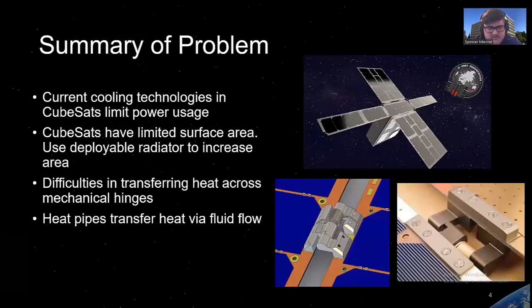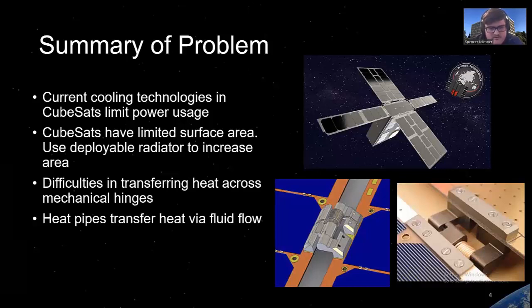That brings us to the summary of the problem. The current cooling technologies used in CubeSats limit how much power can be used in the CubeSat, as more power generates more heat. CubeSats have a limited surface area, and that surface area is needed to radiate heat into space. So what some CubeSats do is they use deployable radiators to increase the surface area of the CubeSat.